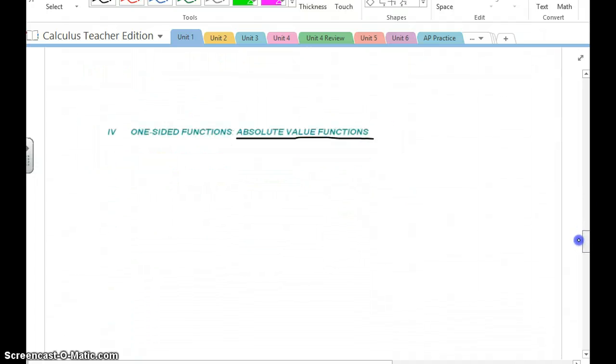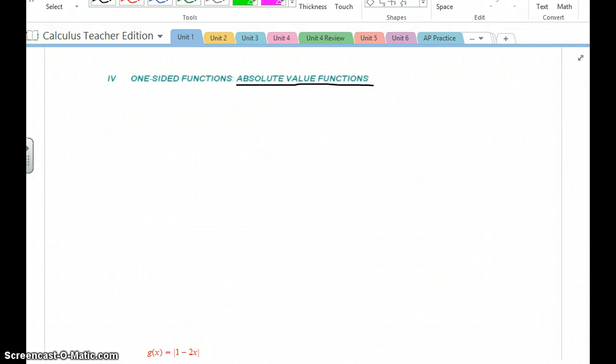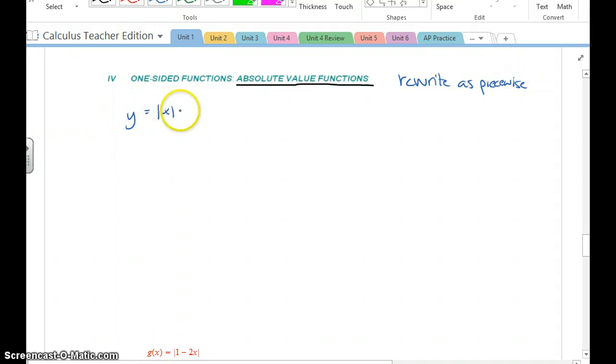Okay, next thing we're going to do is look at absolute value functions. Okay, so anytime we have an absolute value function, we're always going to rewrite as a piecewise defined. So rewrite as piecewise, because that's basically what it is, right? So let's say I have the function y is equal to absolute value of x. Pretty basic. Hopefully we all know what that looks like. We've got a v here at the origin.